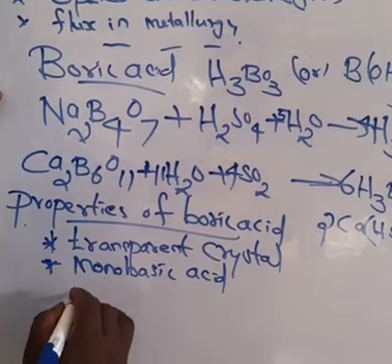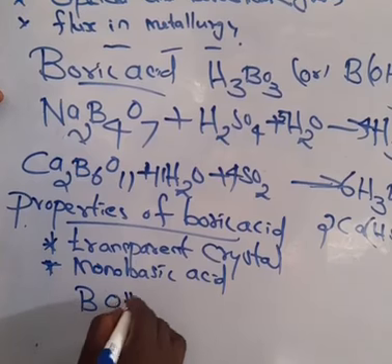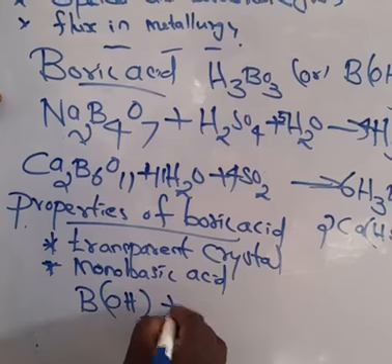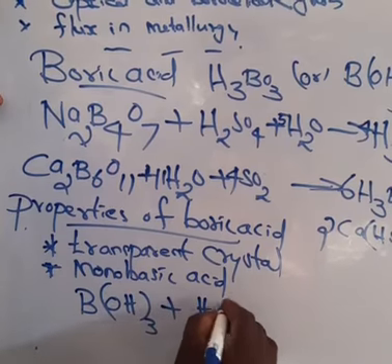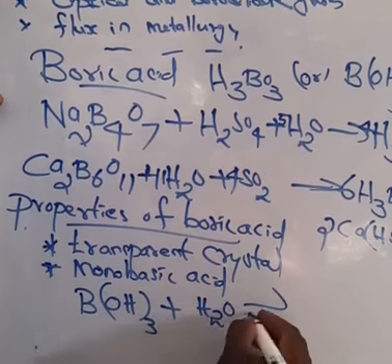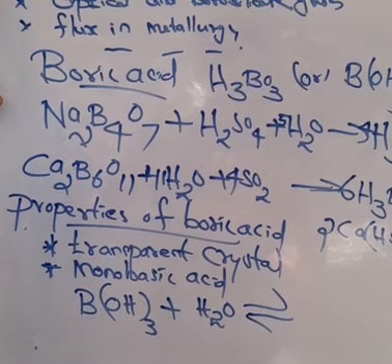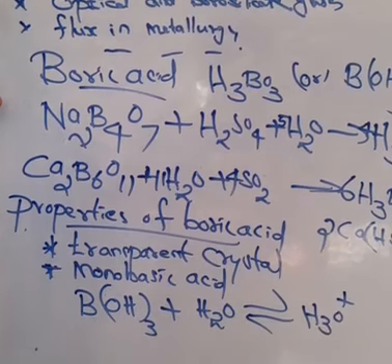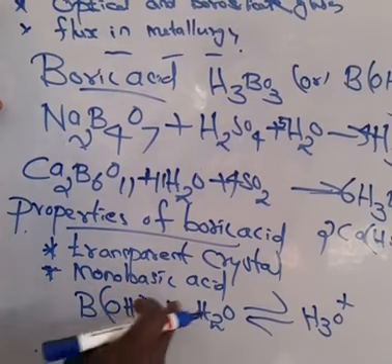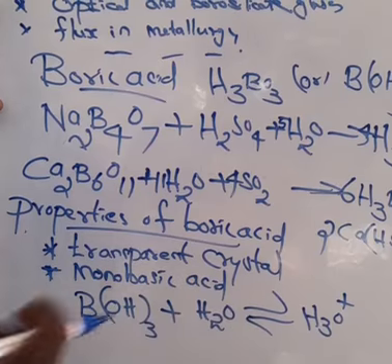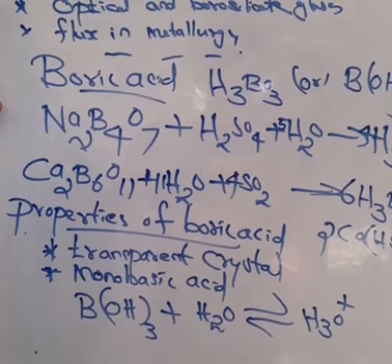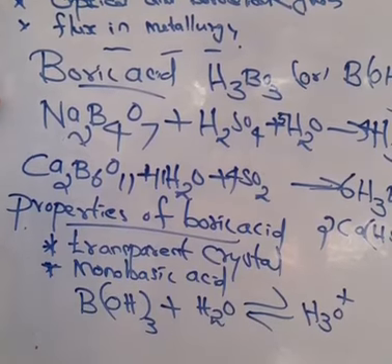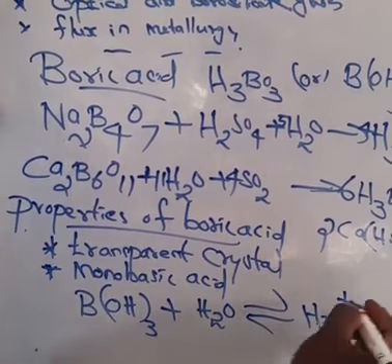Next, boric acid reacts with water. Boric acid we can write as B(OH)3. This boric acid reacts with water, H2O, in an equilibrium reaction, both forward and backward, and we get a hydronium ion, H3O+. One of the H+ ions is attached to water, giving a hydronium ion, and the remaining we get is the B(OH)4- ion.